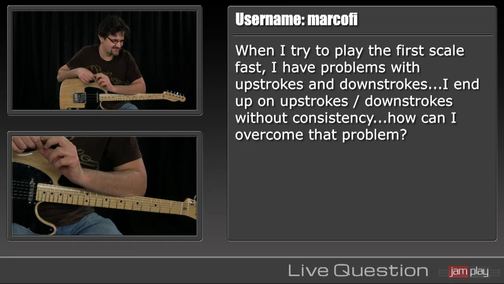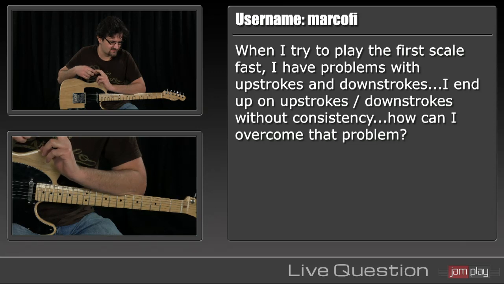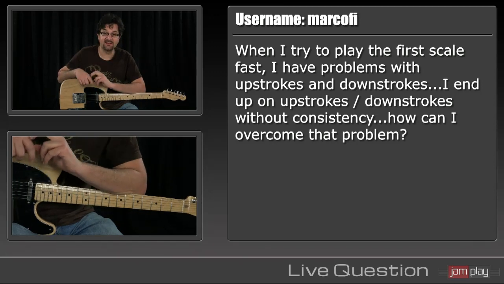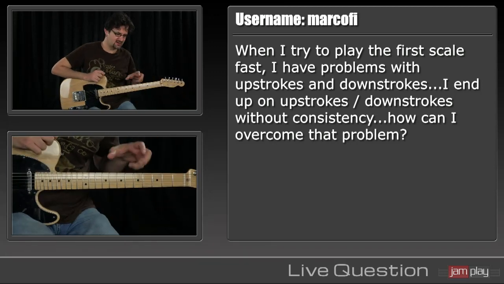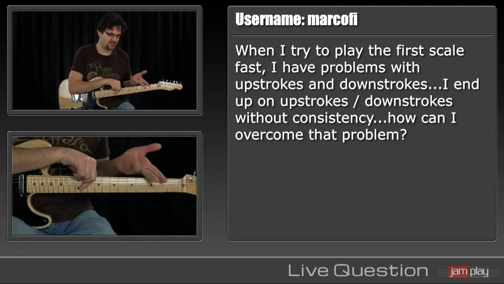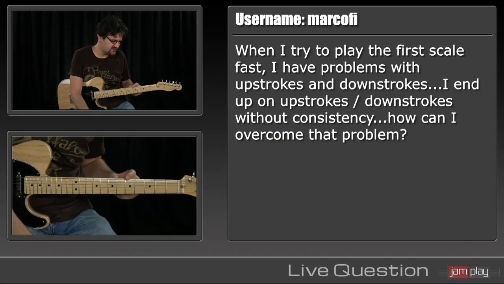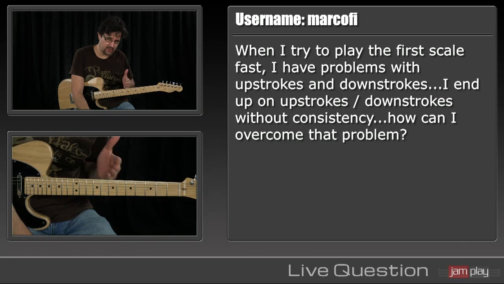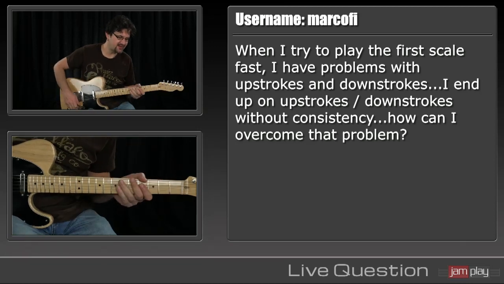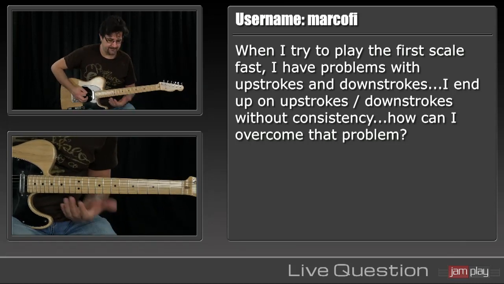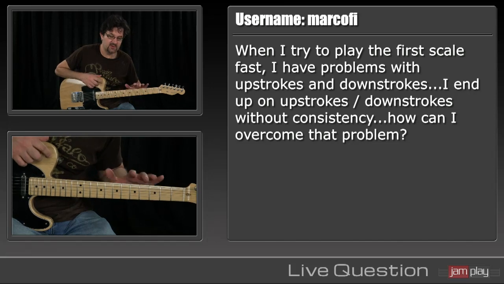Okay. When I try to play the first scale fast, I have problems with the upstrokes and downstrokes. I end up on upstrokes, downstrokes without consistency. How can I overcome that problem? So you touched exactly on the reason why some players don't use that scale very much. The first position you're talking about, the boxed version, the reason you're having problems is because of that inconsistency of number of notes per string. The 3-note per string is consistent. Down, up, down, up, down, up, down, up, for example, would always work. There's always 3 notes per string.